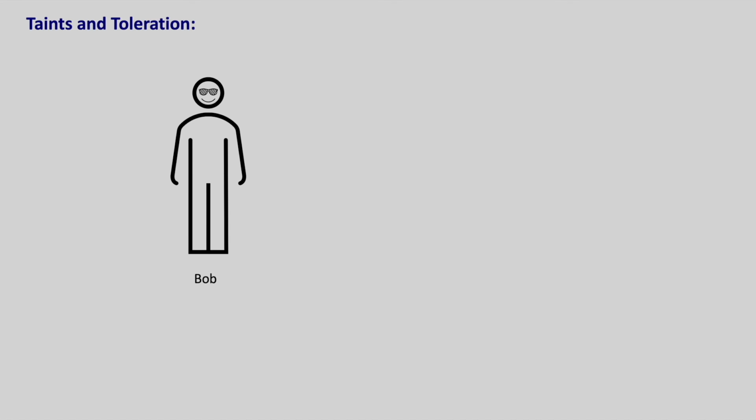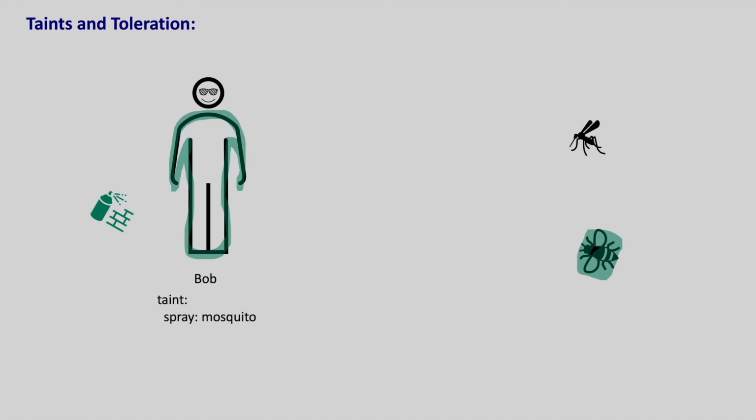Assume Bob applied mosquito repellent to keep away mosquitoes. It means his body is tainted with mosquito repellent. As a mosquito cannot tolerate this repellent or taint, it cannot bite him and will fly away. So the body here is the node which is tainted, and the mosquito is the pod which is non-tolerant. However, if another type of bug which is tolerant to the applied taint comes, it will be able to sit on his body. So in this case, the body is tainted and the other bug is tolerant.